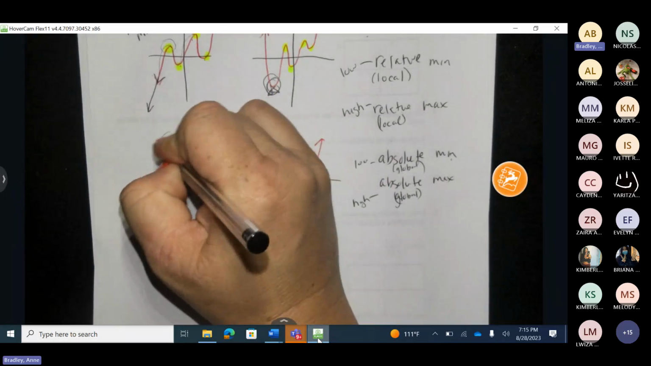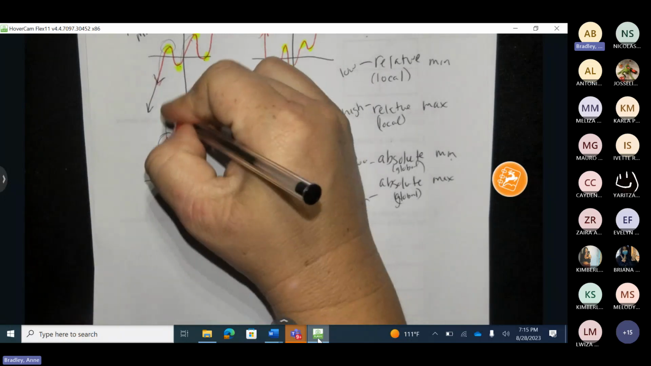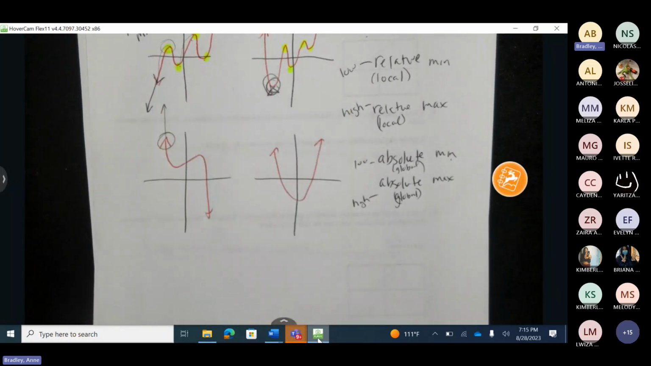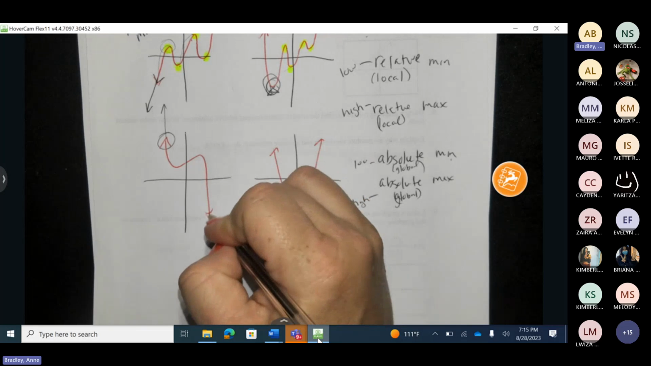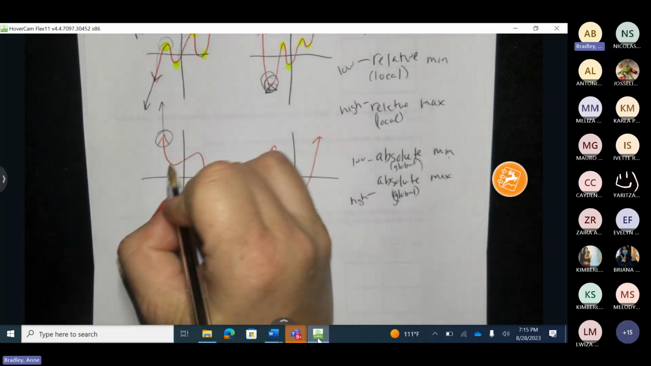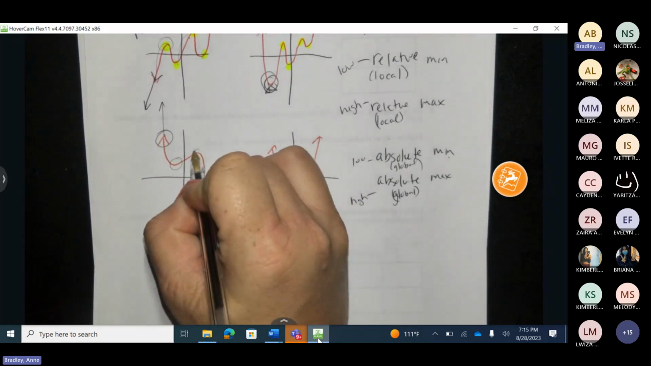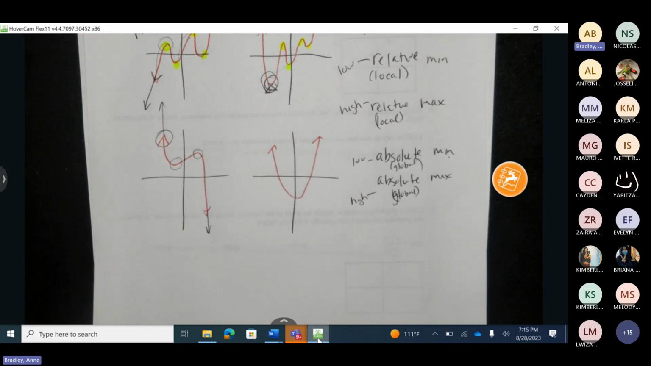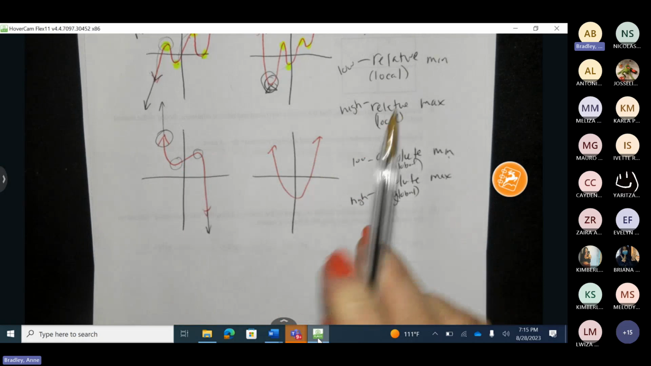Here, again, this does not have an absolute maximum because it keeps going up, so we can't pinpoint one and only one point that's highest. And it does not have an absolute minimum for the same reason. It never stops going down as it moves to the right. Now, we do have low points and high points, but they're just not the lowest and the highest. So this is a relative minimum and a relative maximum.